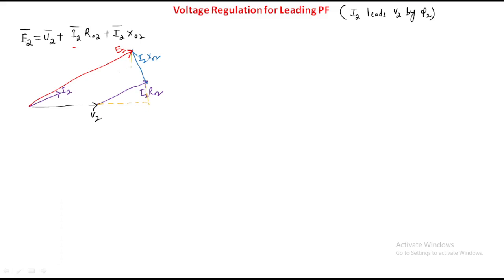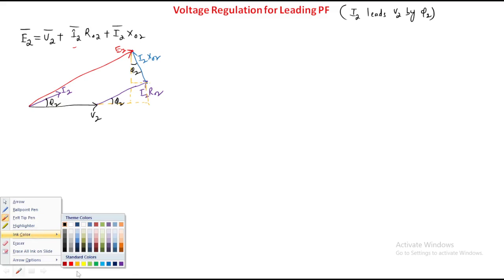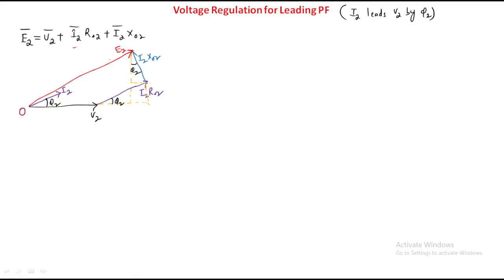I have to draw the component of E2 along this. We have to calculate again from this point to this point. That's it, right? Therefore this is phi 2, this is phi 2, obviously this is also phi 2. Clear? Now we have to notate O, this is A, this is B, this is C, this point is D, this point is E, and this point is F.